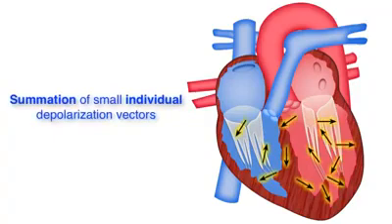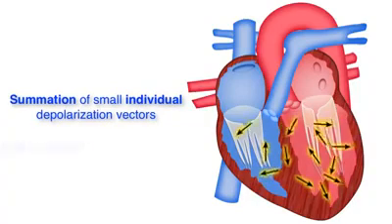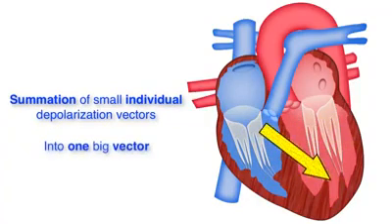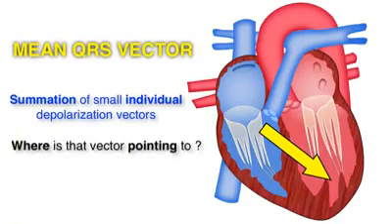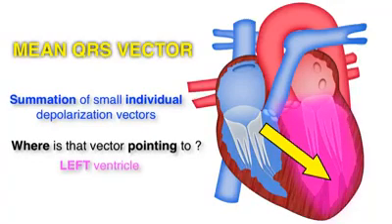Imagine if all the individual depolarization vectors were summed up into one big vector. Figuring out the mean QRS vector is figuring out where that big vector is pointing to. In a normal person, it will be pointing towards the left ventricle because the left ventricle has more muscle mass than the right ventricle and therefore more electrical vectors.